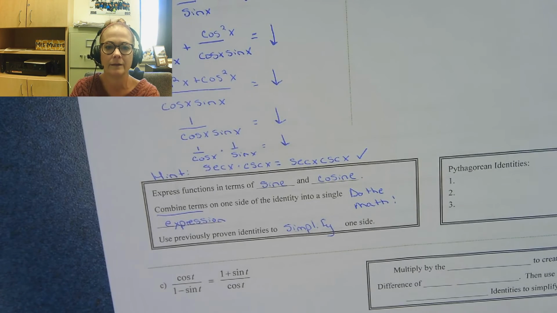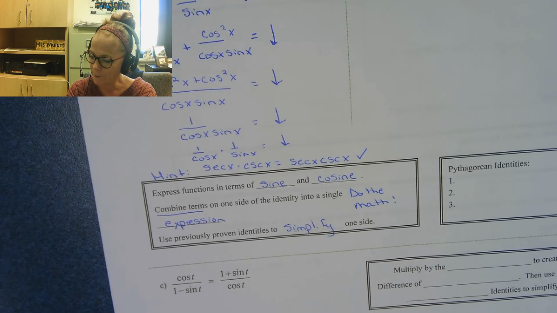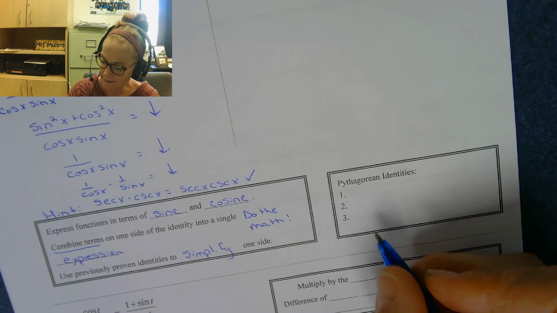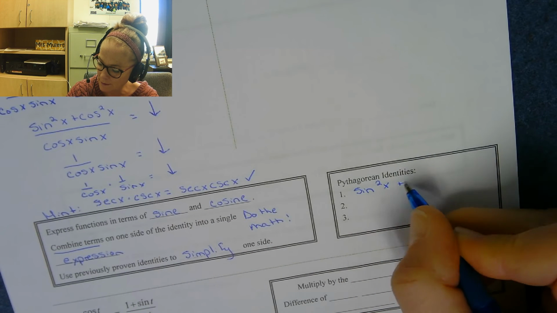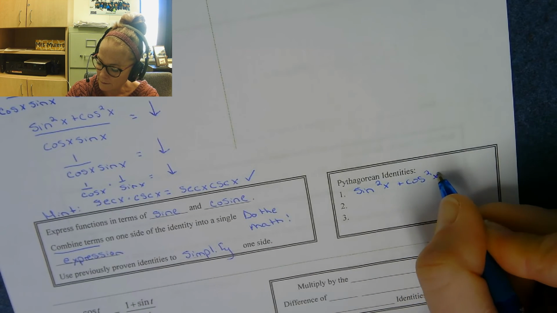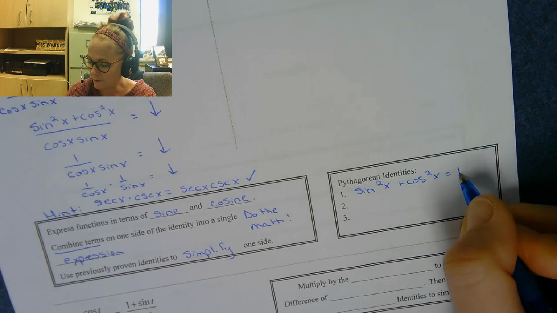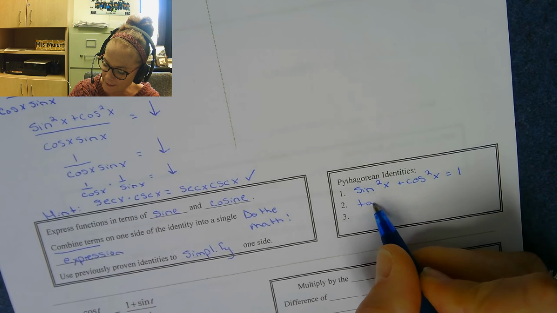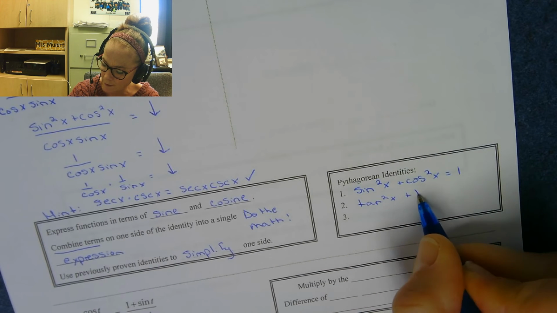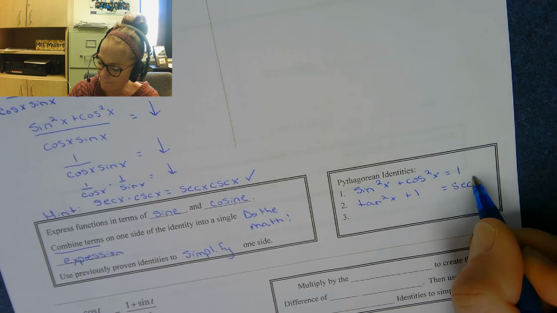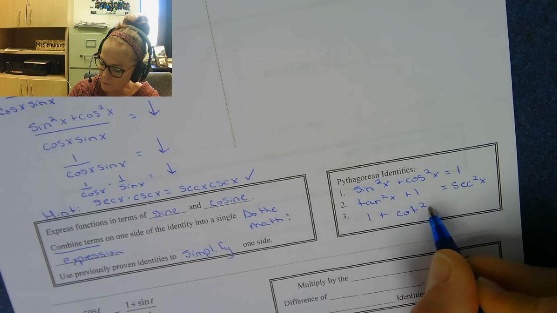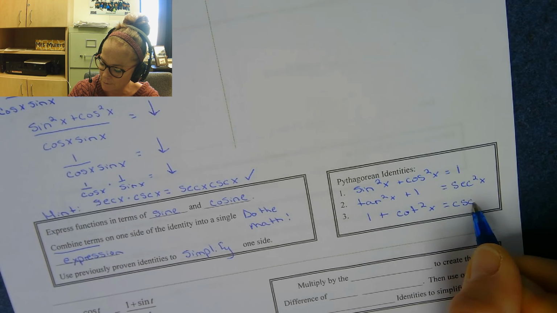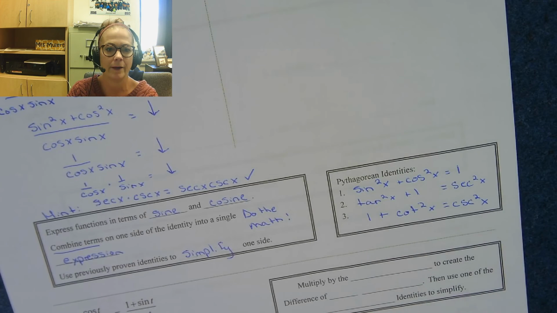And so we have proven the identity. Okay, so there you go. So recall our Pythagorean identities: sine squared of x plus cosine squared of x is 1. You also have tangent squared of x plus 1 is secant squared, and 1 plus cotangent squared of x is equal to cosecant squared. So we're going to use those as well.